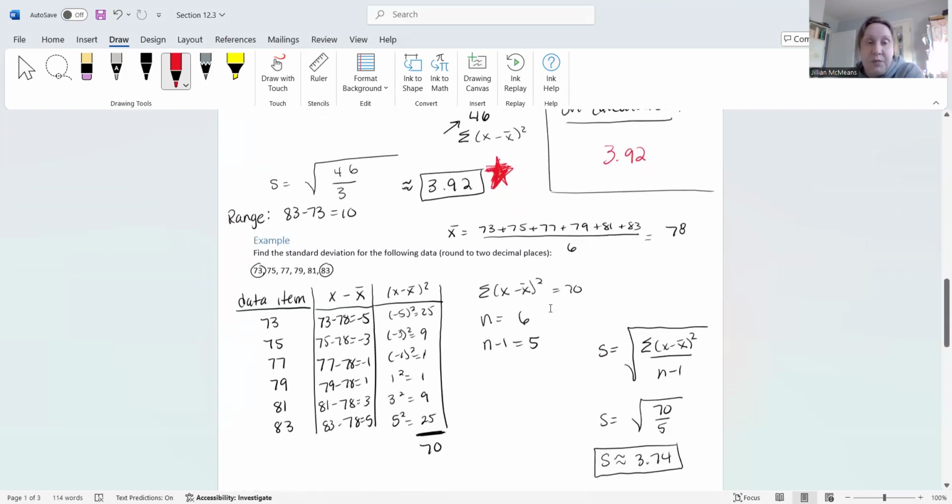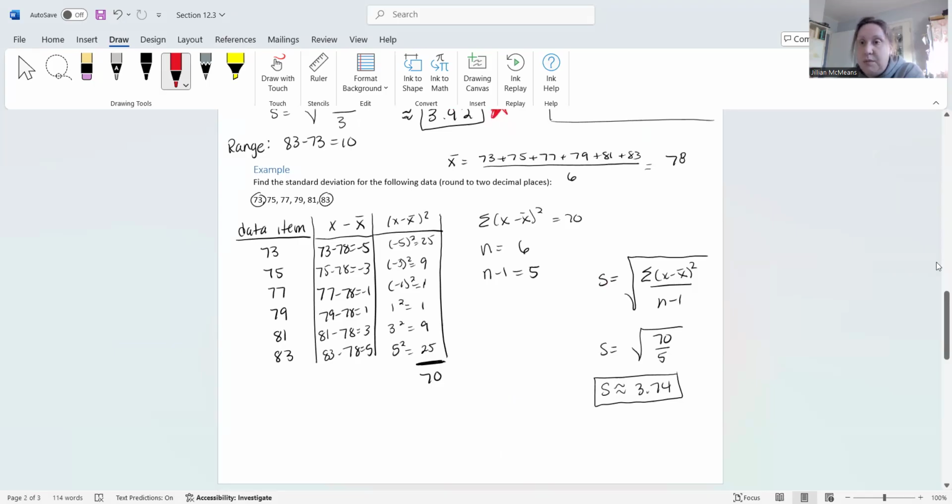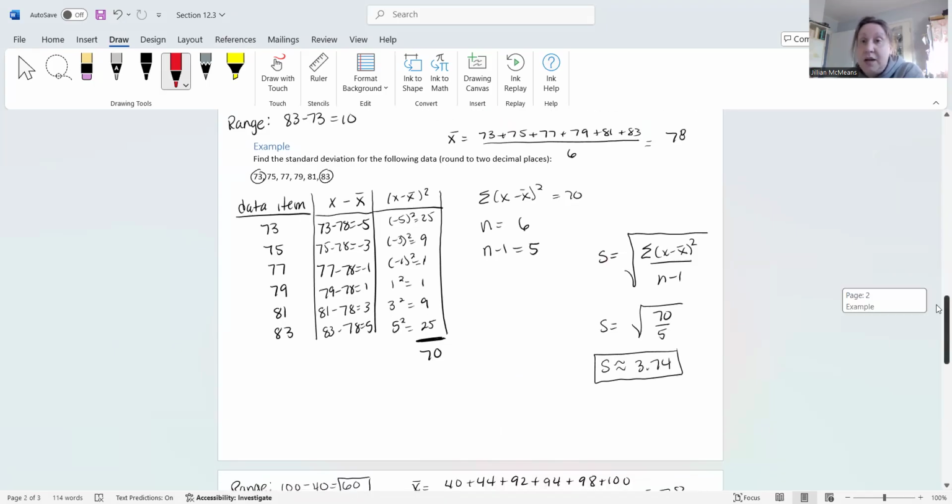Let's look at the next example. So the next example was that data set with the mean of 78 and a range of 10. Okay. So we're going to go to the calculator and we're just going to repeat what we did for the previous example.